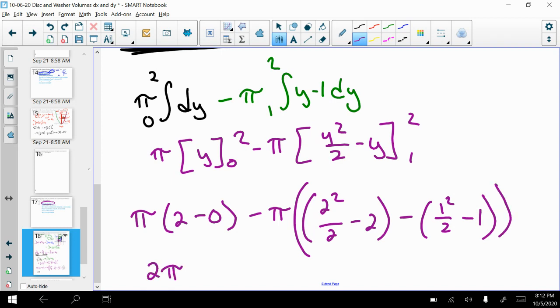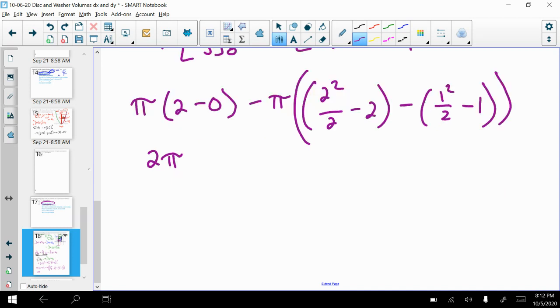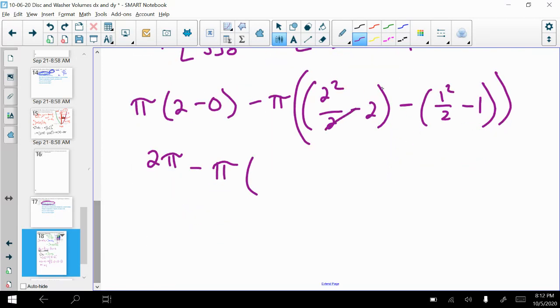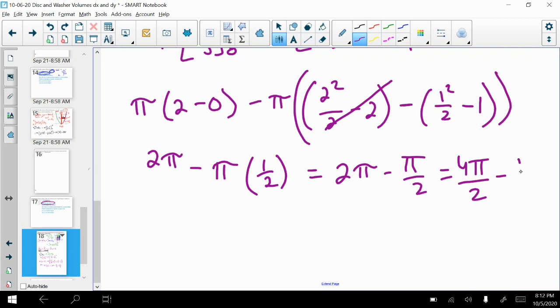Hate all these negatives running around. This is 2 pi. Let's see. I'm going to leave this pi. This is 2 minus... Is that really 2 minus 2? Looks like it to me. Yeah, that's 0. 1/2 minus 1 is negative 1/2. Made it back to a negative. So this is positive 1/2. I guess I got 2 pi minus pi over 2, which we know, 4 pi over 2 minus pi over 2, is really 3 pi over 2.